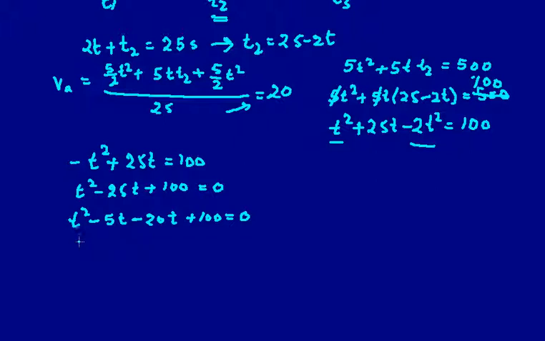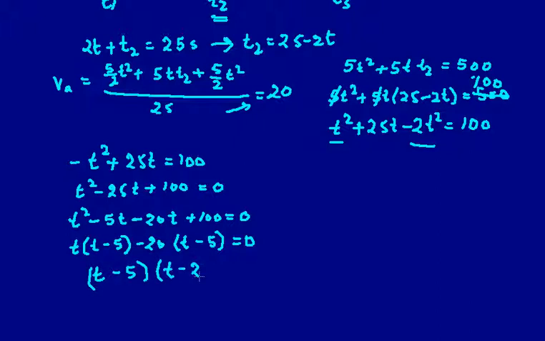So we have t into t minus 5 minus 20 into t minus 5. So t minus 5 into t minus 20. If you actually solve this particular equation by multiplying both, you will get the same equation which we have here. So from this, we know that t is equal to 5 or t equal to 20.